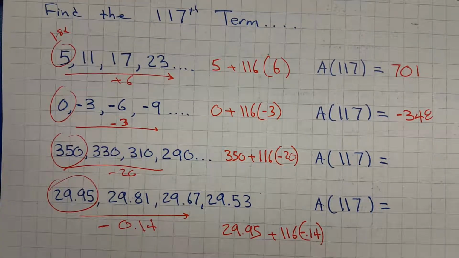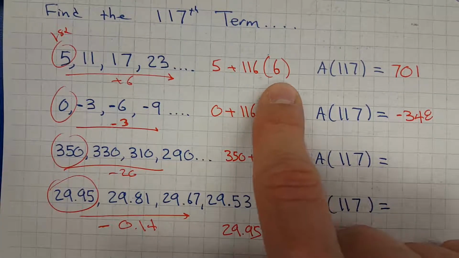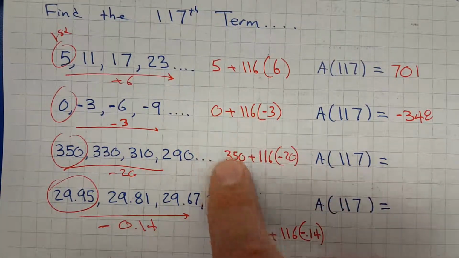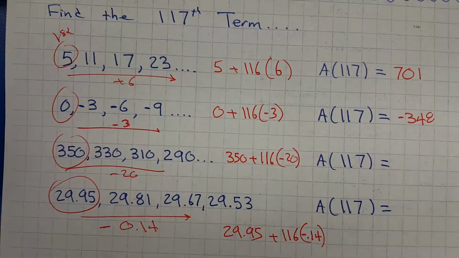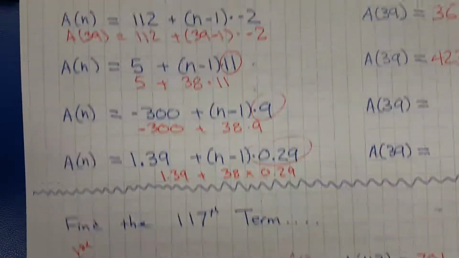Okay, students, that's it. Figure out how many jumps, figure out what each jump is, and make sure you start at the first number. Okay, that's all I got. That makes those things very, very simple.